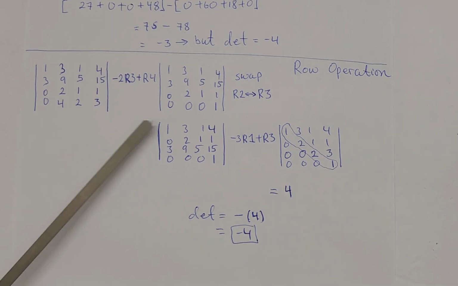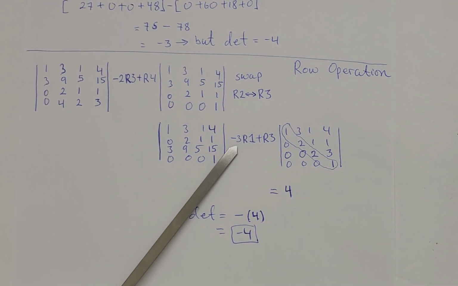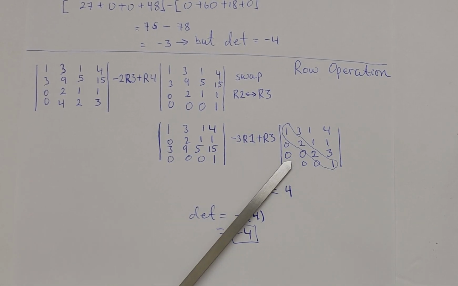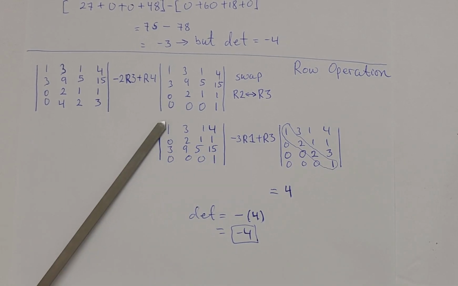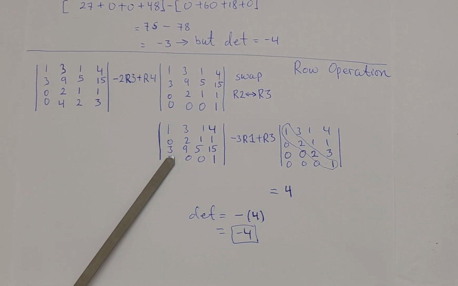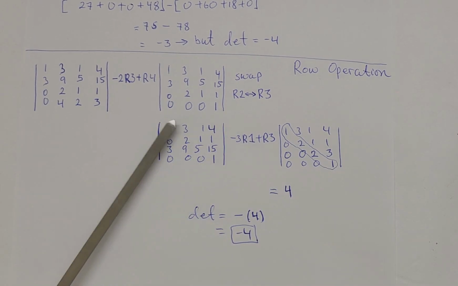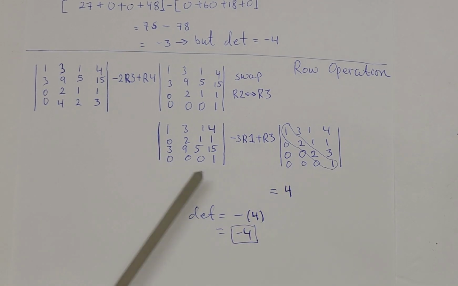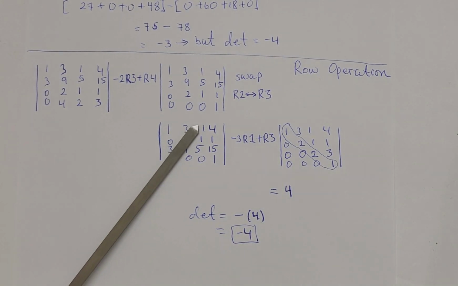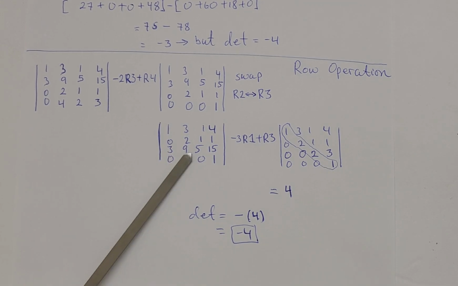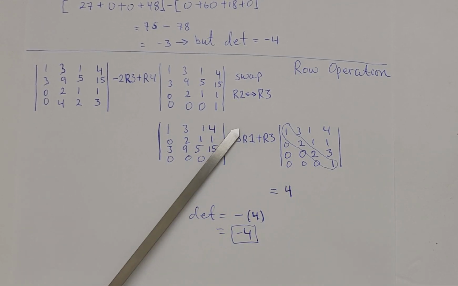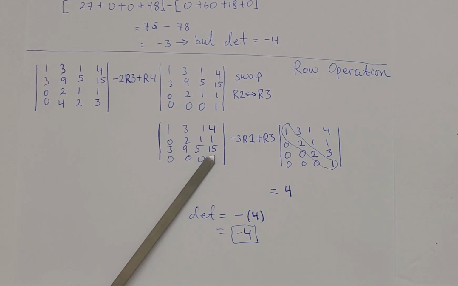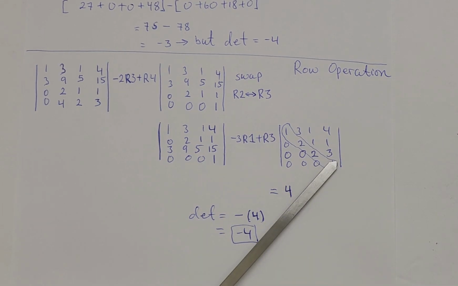Okay, so I'm going to do this. To get this 3 to become a 0, I need to multiply by negative 3. And that's where the 0 comes from. So negative 3 times 1 is negative 3. Negative 3 plus 3 gives me this 0. Negative 3 times 3 is negative 9. Negative 9 plus 9 gives me this 0. Negative 3 times 1 will be negative 3. Negative 3 plus 5 gives me this 2. Negative 3 times 4 gives me negative 12. Negative 12 plus 15 gives me this positive 3.